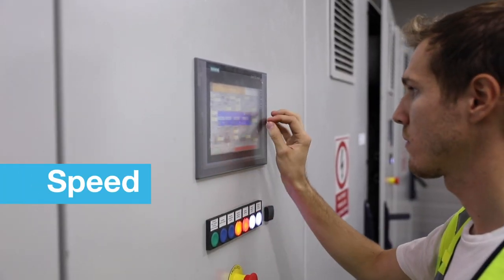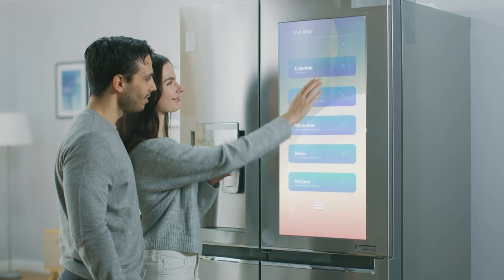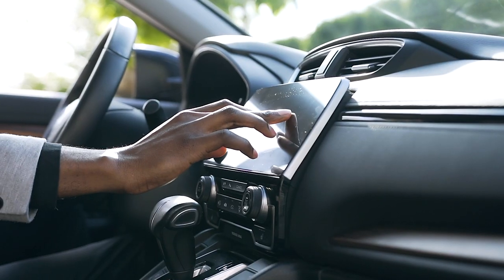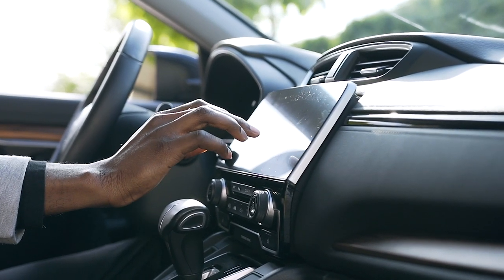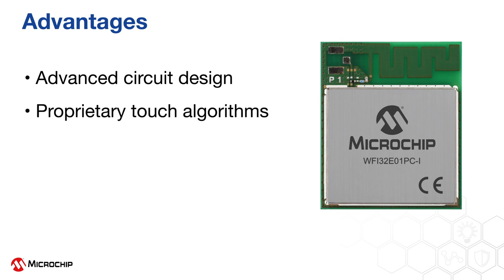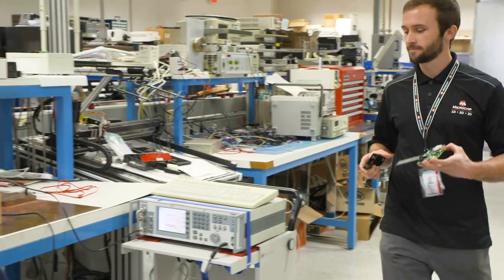Since touch interfaces are commonly used in many products like control panels, thermostats, and refrigerators, users won't tolerate sluggish buttons, missed taps, or a lagging slider. Microchip implements advanced circuit design techniques combined with proprietary touch algorithms. The result is blazing fast response time. Let's see the results in real time.